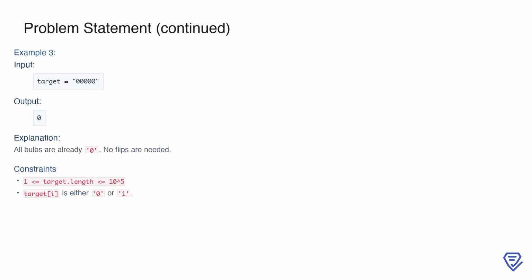Now consider the example where the target string is 00000. In this case, all bulbs are already off, matching the initial state. Since no flips are needed to achieve the target, the output is 0. This demonstrates that if the target string consists entirely of 0s, no switches need to be flipped. These examples help highlight the importance of understanding the transitions in the target string to minimize the number of flips.